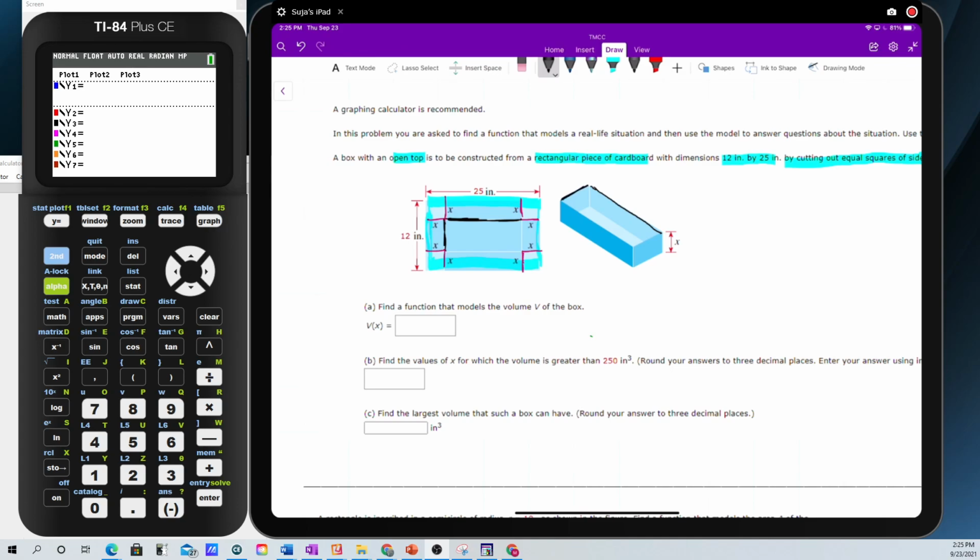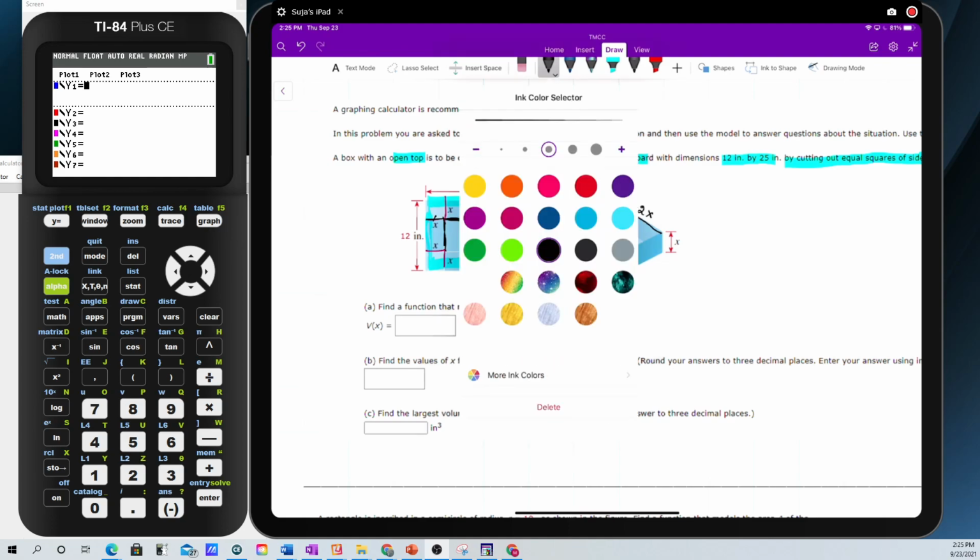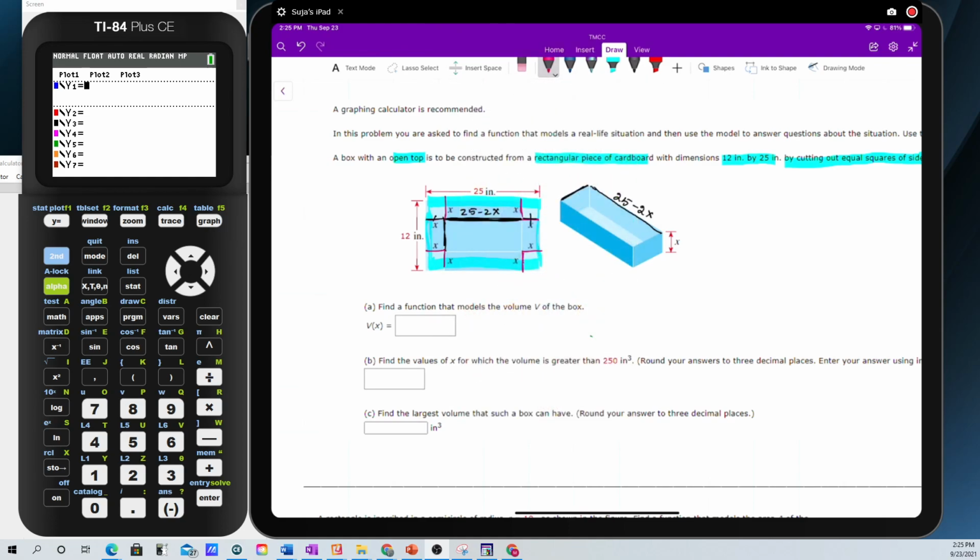First let me start with this longer side. I know the total length of the cardboard is 25 and I'm cutting x on this end and x on this end, so that's gone. Therefore this little length is going to be 25 minus 2x. The same thing on the other side. If I am cutting an x here and an x here, this length is going to be 12 minus 2x, and that's going to be this length.